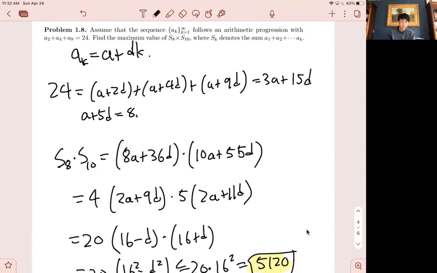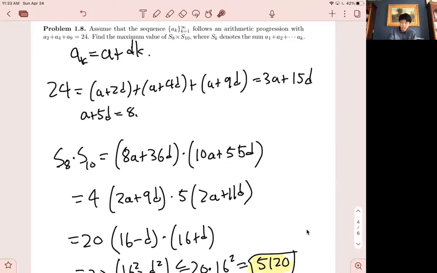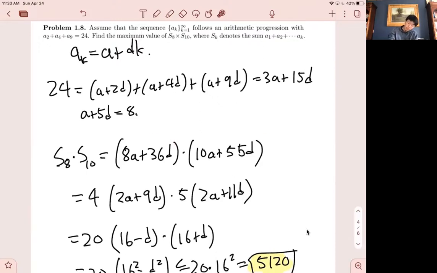And so now, with that in mind, we should write out what s sub 8 times s sub 10 actually is. So s sub 8 is equal to 8a plus 36d, because there's 8 a terms, since it's the sum of a sub 1 plus a sub 2 all the way to a sub 8. And then a sub 1 has a d term, a sub 2 has a 2d term, so it's 1 plus 2 plus 3 plus 4 plus 5 plus 6 plus 7 plus 8, which equals 36. Through the same logic, s sub 10 is equal to 10a plus 45d.